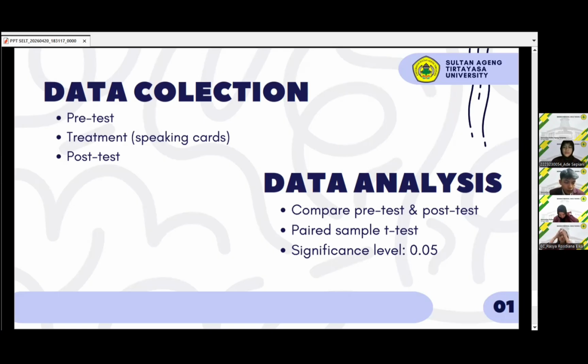And then the data analysis. The data will be analyzed using a paired sample t-test, because the same students are tested twice, before treatment and after treatment. The significance level is 0.05. If the p-value is less than 0.05, H0 is rejected. It means speaking cards significantly improve student speaking ability.